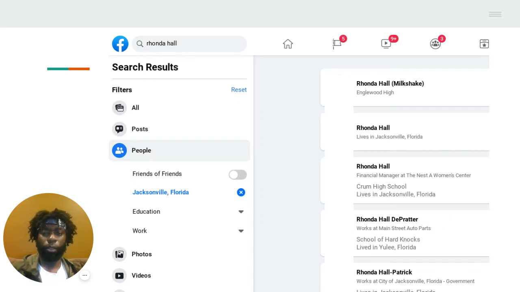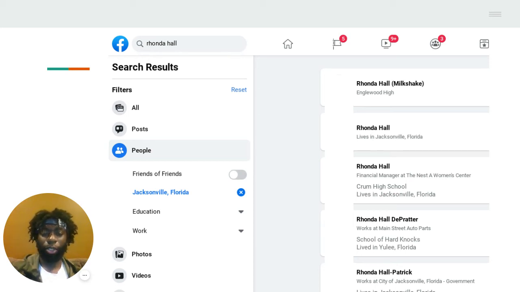So what we're going to do is take the names from that obituary and try to find them in other records. So what we did here is a search on Facebook for a Rhonda Hall. And we were actually given a location of Jacksonville, Florida for where Rhonda lived at the time of the obituary. And we're going to try to locate them. For privacy's sake, those photos were blanked out.